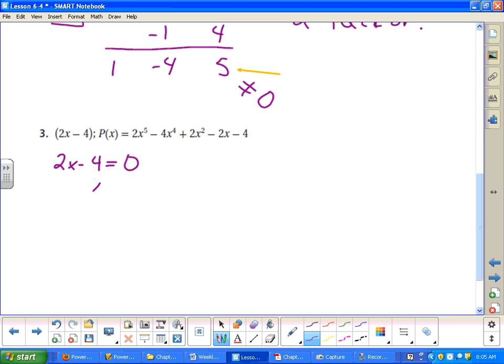So in this case, we would get x equals 2 as our 0. And so we'll use 2 to see if I get 0 using synthetic substitution. If I do, then it is a factor. So let's see if we're missing anything. No, we're missing the cube. So we've got to make sure we put a 0 in there for the cube term.